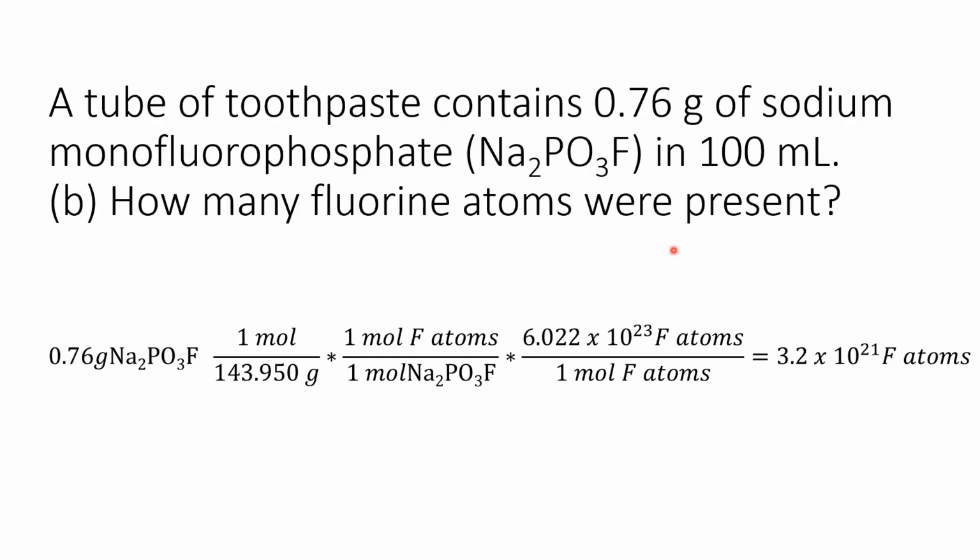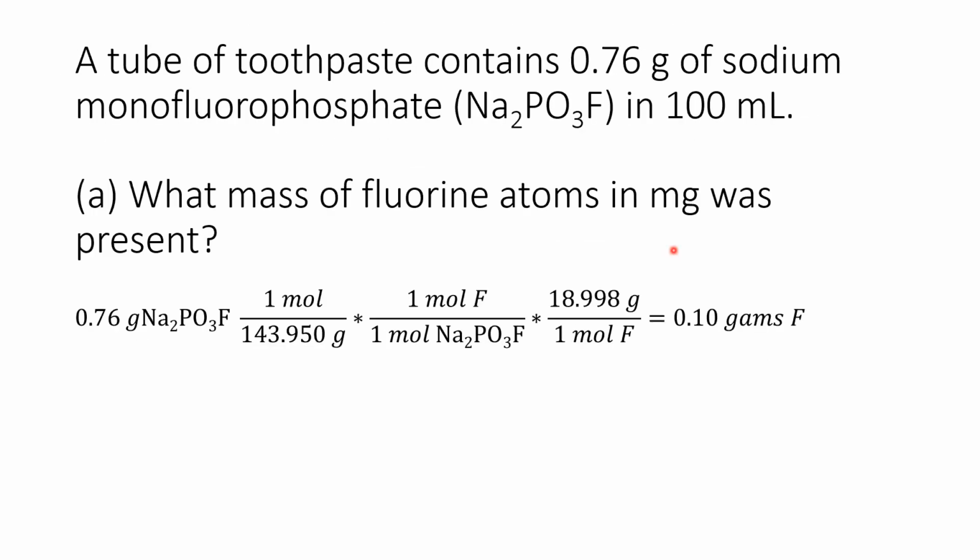Oops, I didn't mean to have the answer right away. So this one, to show the answer, because I guess I forgot to include the original question slide. A tube of toothpaste contains 0.76 grams of sodium monofluorophosphate, so Na2PO3F. We want to determine the mass of fluorine atoms.